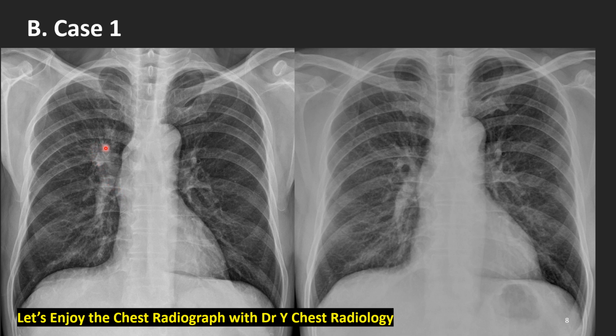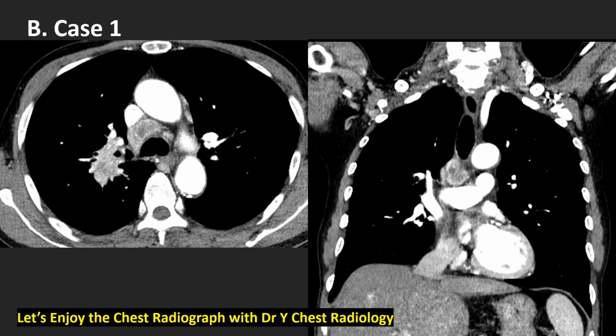Suprahilar area, 2 cm SPN, solitary pulmonary nodule. Is that all? How about this azygos vein area, paratracheal lymph node area? Is there any difference with this one? Let's see this axial and coronal contrast enhanced CT images.